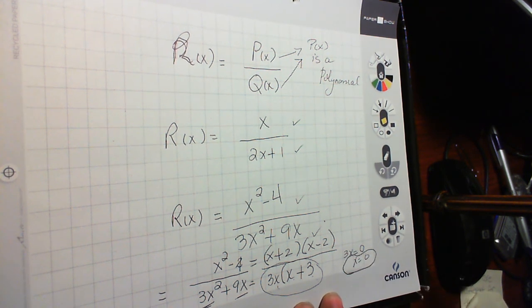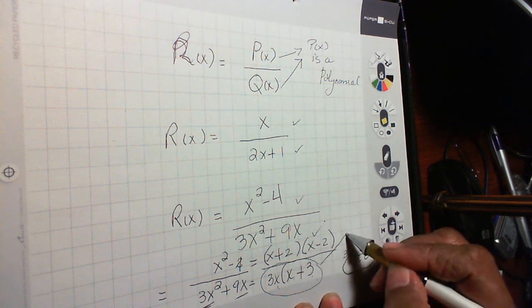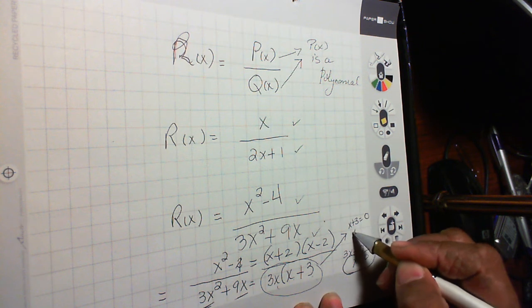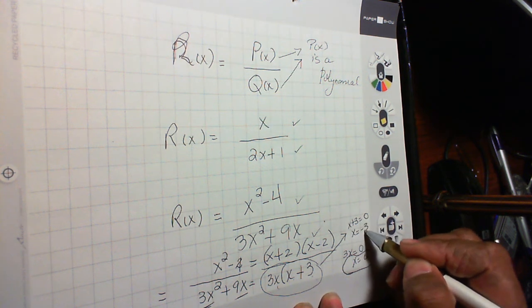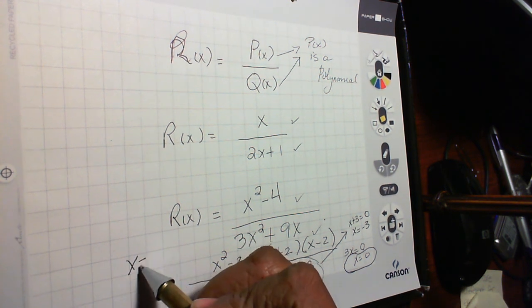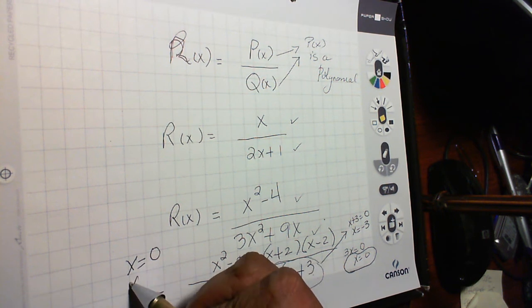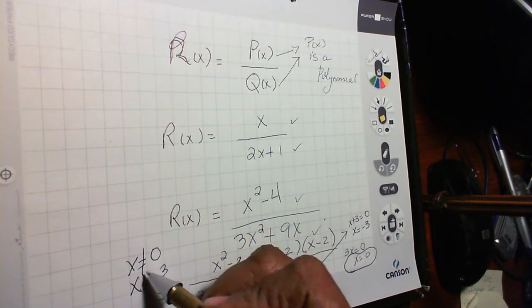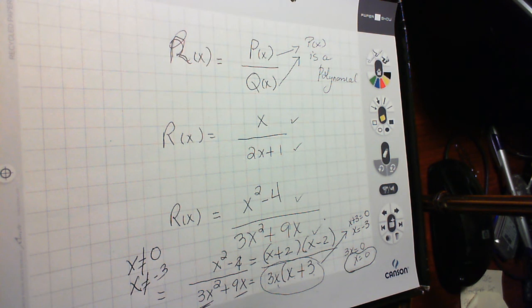Notice that we are saying x cannot be 0. And for this one, we have x plus 3 is 0, so x is equal to negative 3. Those two values will cause us to divide by 0. So we cannot have x equal to 0 and x equal to negative 3. We cannot have those, but everything else is okay.